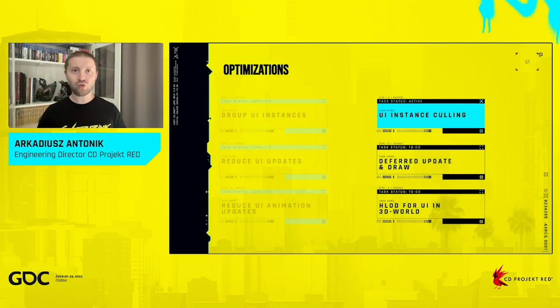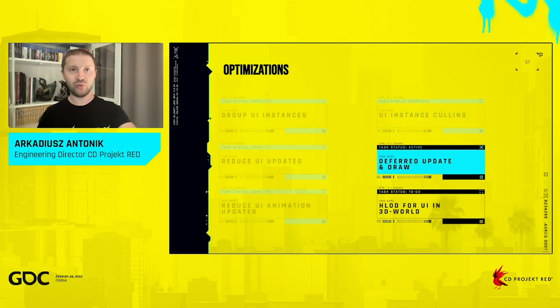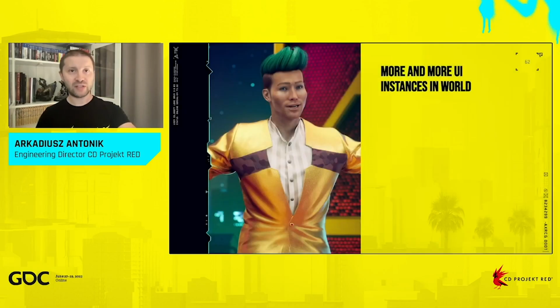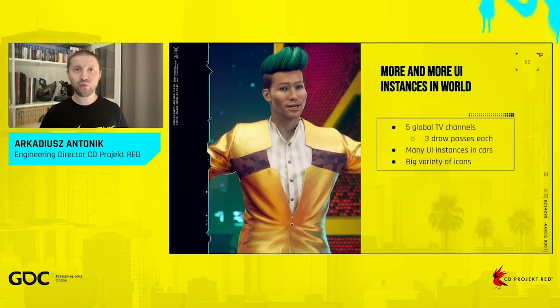We covered all challenges related to 3D UI. Now we can focus on utilizing threads in a better way. We achieve it by applying deferred update and deferred draw for UI instances. Some parts of UI were really heavy in terms of logic. For example, the global TV system that was fully based on the UI framework. Having 5 channels broadcasting all the time and being visible possibly in any place in the world required updating and redrawing it every frame.